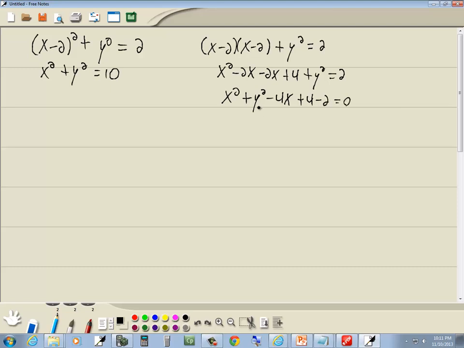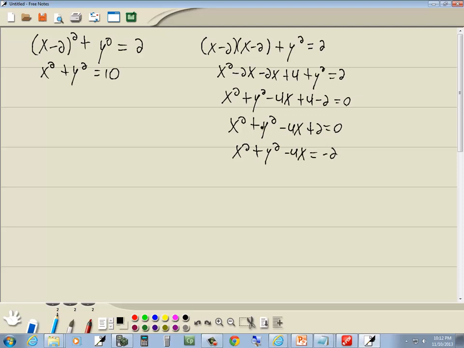Actually, I'm not sure why I brought 2 over, but anyway. Let's see. So I got x² + y² − 4x, and 4 minus 2 is 2, equals 0. And let me take that back over to the other side. So we've got x² + y² − 4x is equal to negative 2.